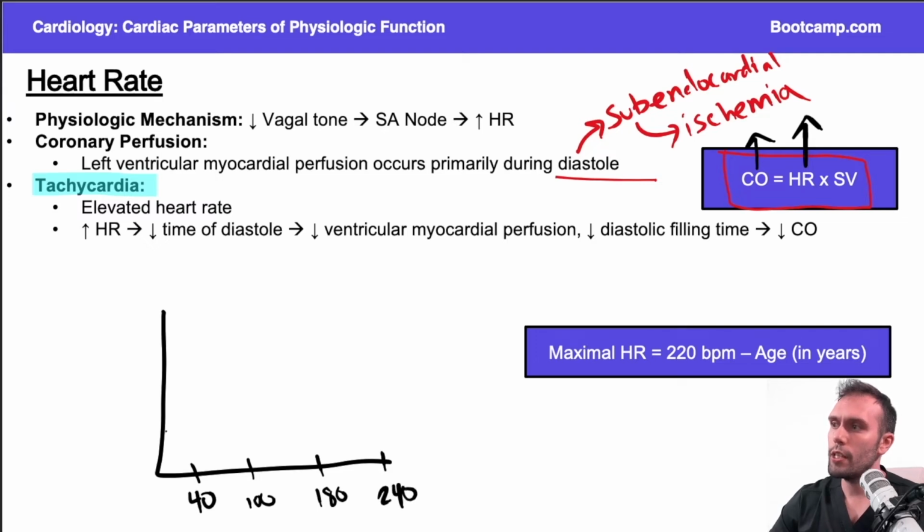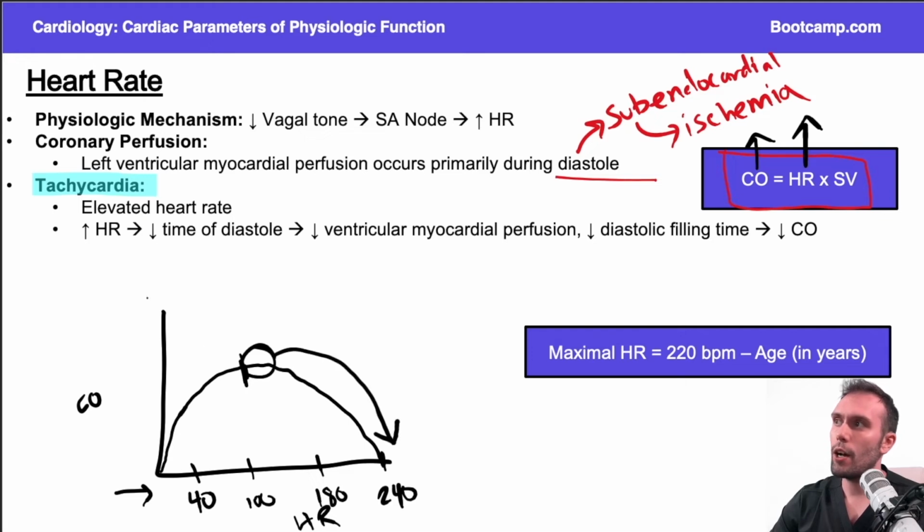Okay, so initially what's going to happen is, as my heart rate goes up, my cardiac output is going to go up. And by the way, this is going to be my heart rate, and this is going to be my cardiac output. So as my heart rate goes up, you can see that initially, up to a point, I'm going to have a higher cardiac output, just like the equation says. But once I get beyond a certain threshold, there's kind of an inflection here. As the heart rate goes up, the cardiac output comes down.